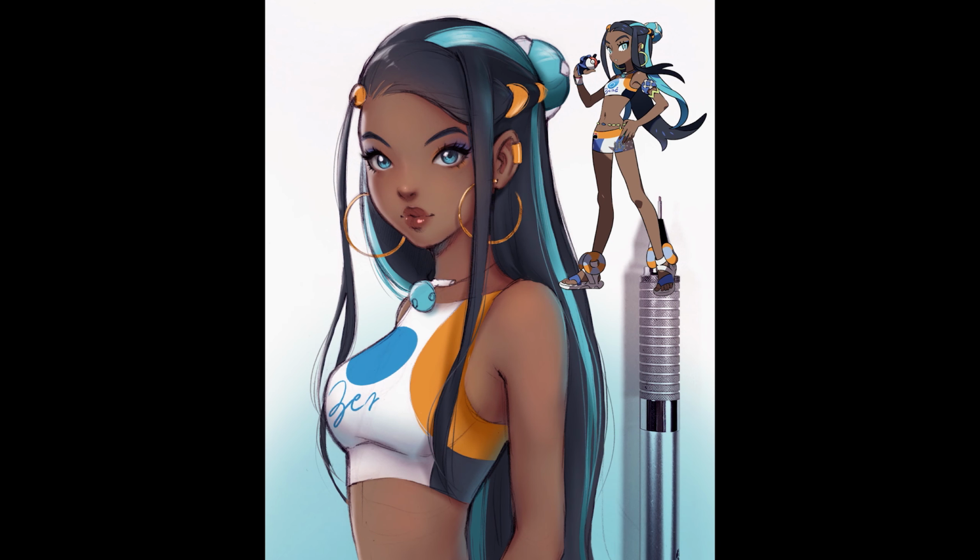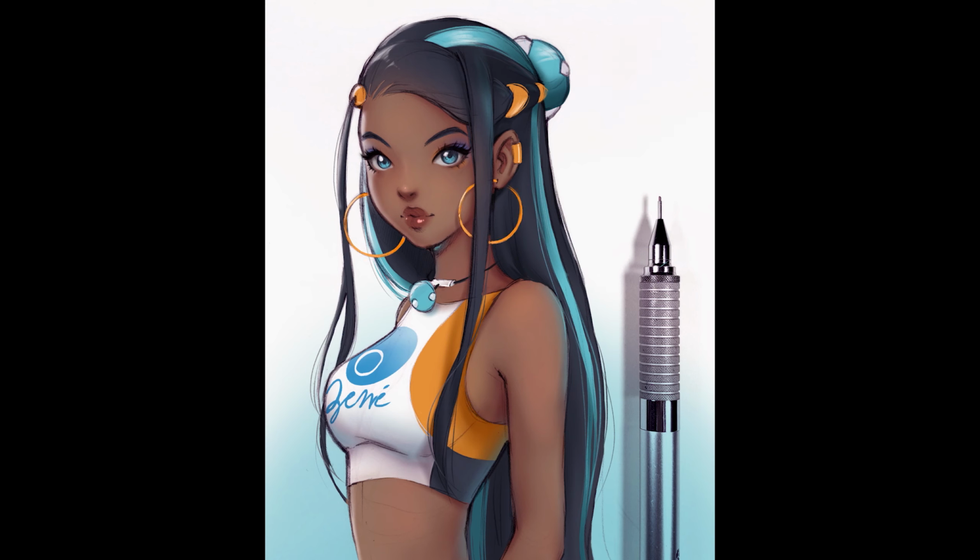What else can we do? Well, we can experiment with different media. So the next 2 drawings that I did are Copic marker drawings. And let me share with you my struggles.